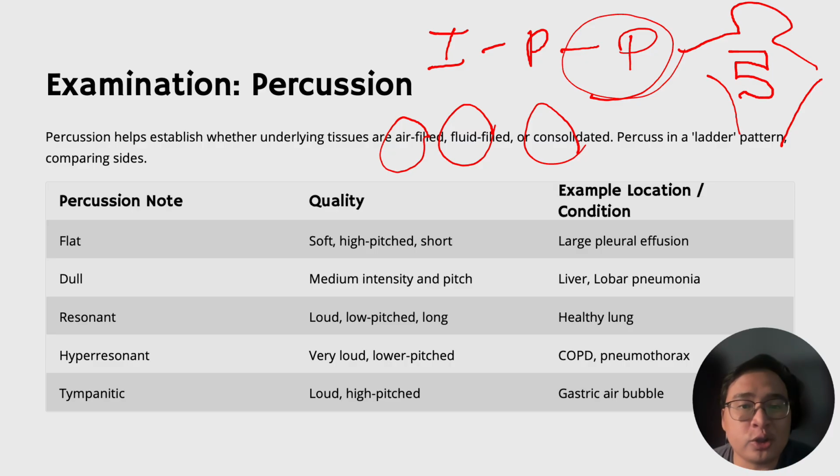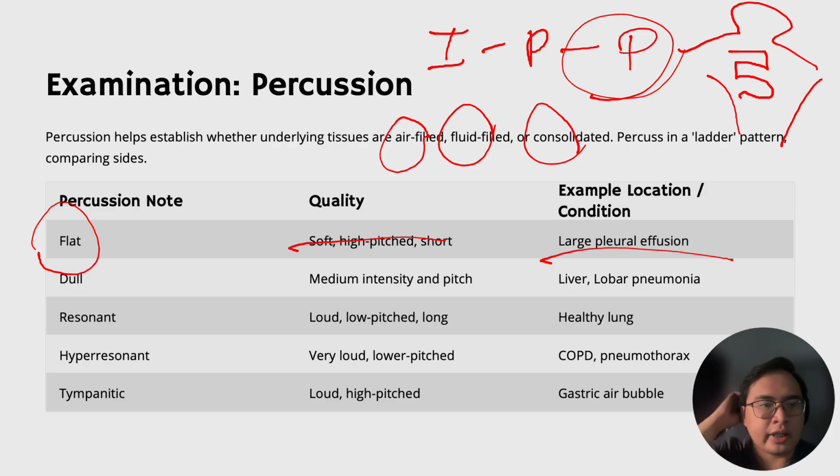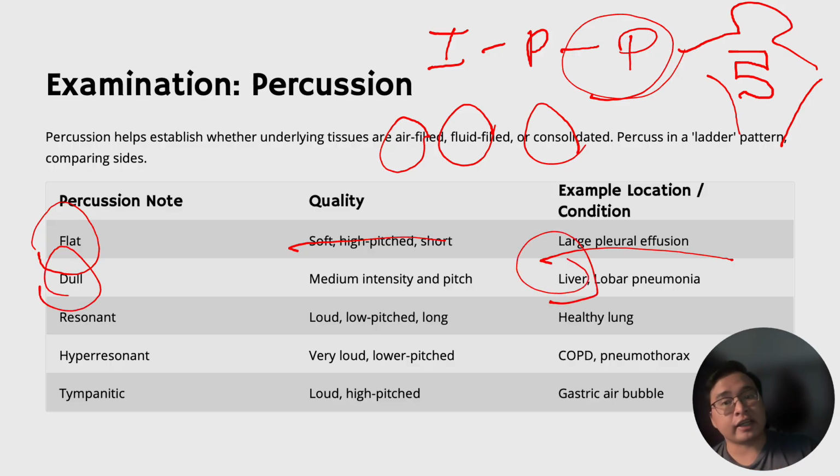Okay, so what are the possible sounds that you could hear? Okay, so if it's fluid, it's going to be flat, which is soft, high pitch, and short. So you could see that if there's fluid in the pleural space. For example, a large pleural effusion. Okay, dull if it's solid. So normally you could observe that over the liver. So try it on your liver right now. But aside from that, if there's consolidation of one of the lobes of your lungs because of an infection, a condition called lobar pneumonia, is also going to be dull.